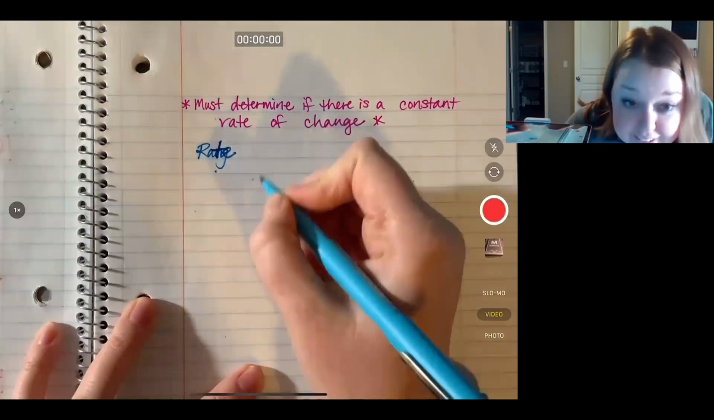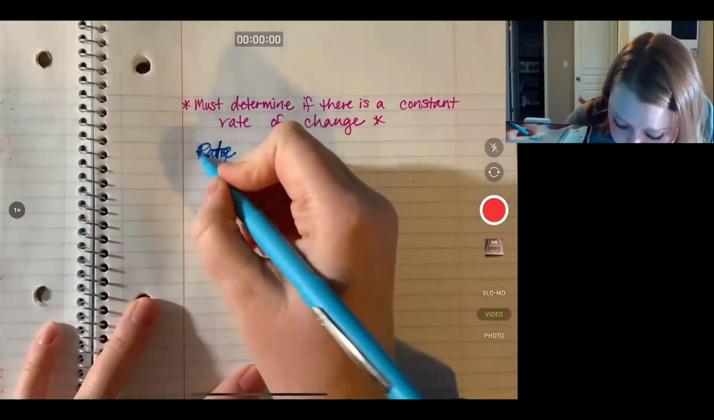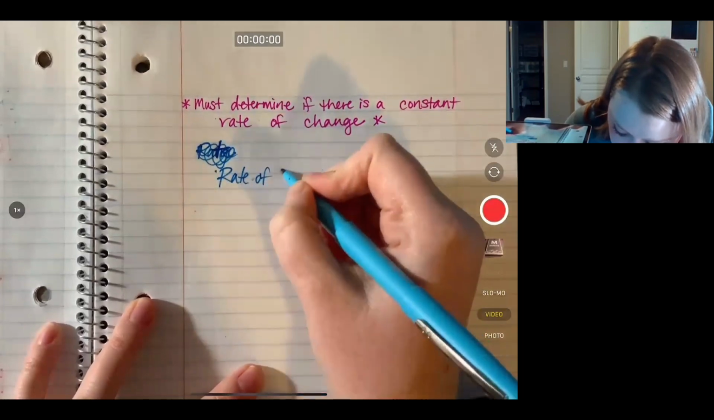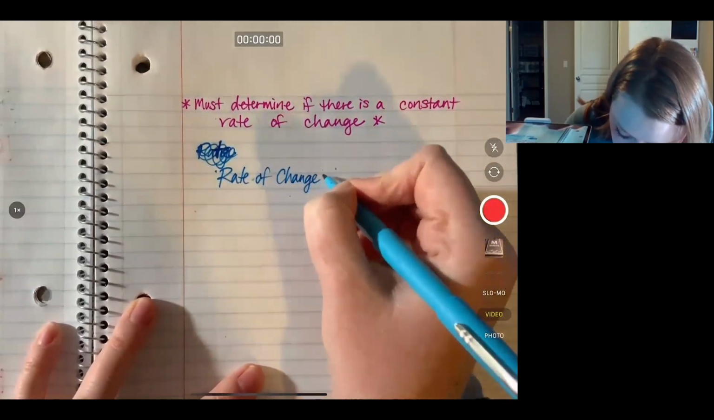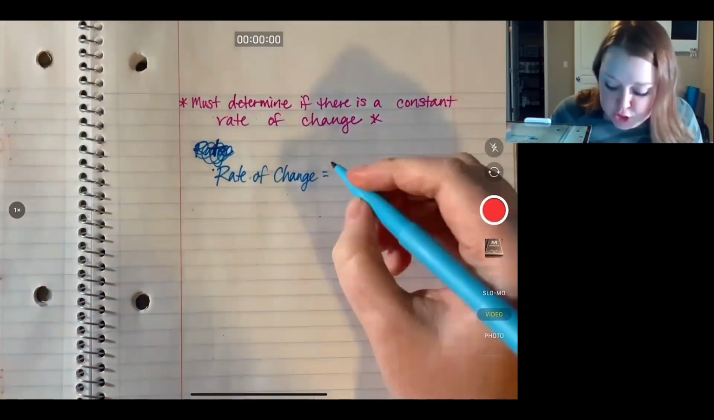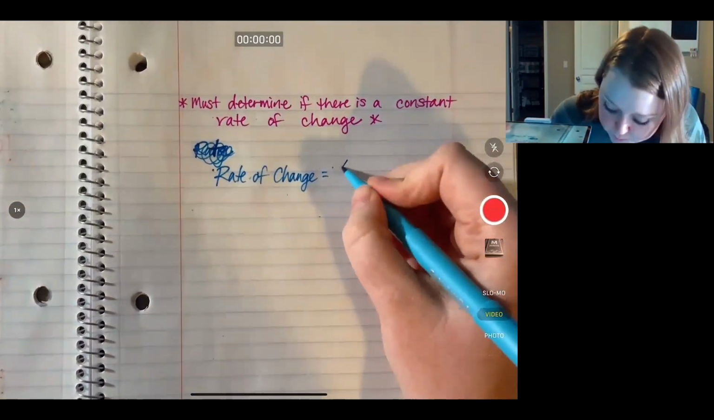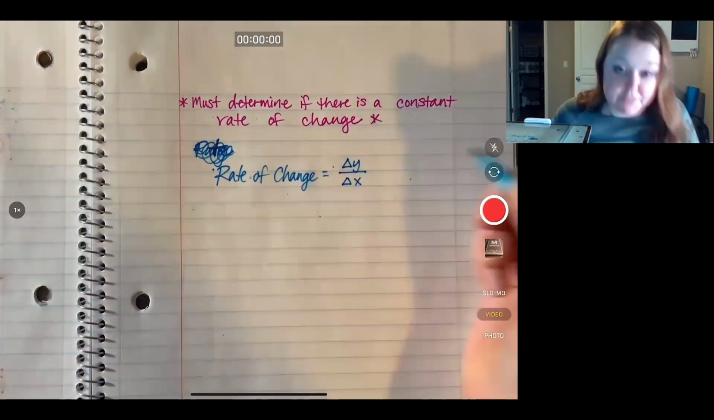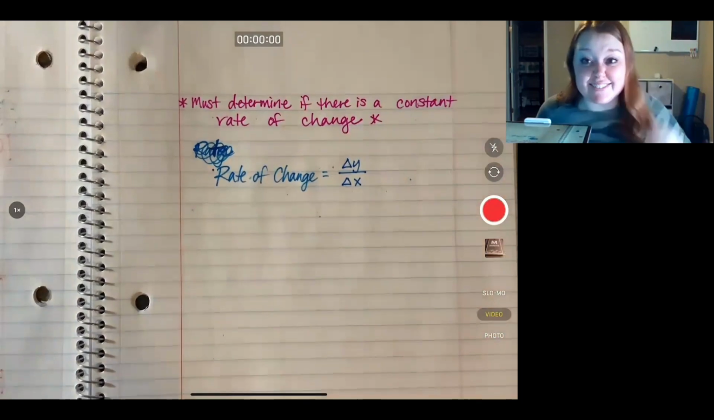Sorry, that should be rate. It's so ugly, I'm going to cross it out. It's bugging me. Rate of change. How we represent this in mathematics is going to look so weird. You're going to put a little triangle y and divide it by a triangle x. Yeah, write it down, okay?